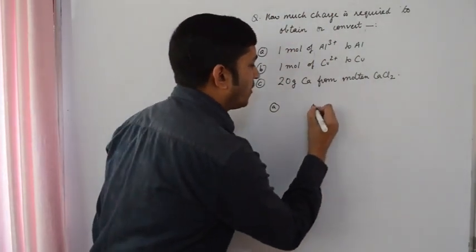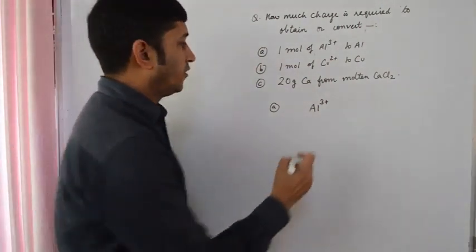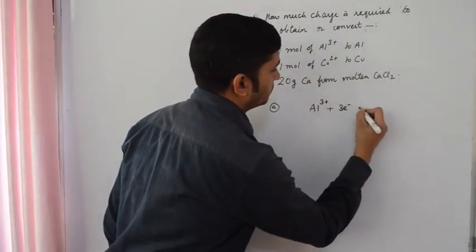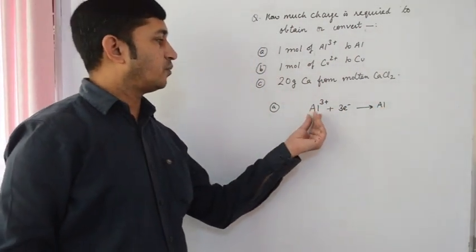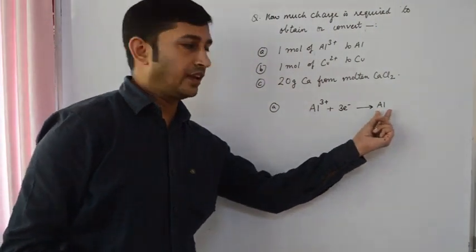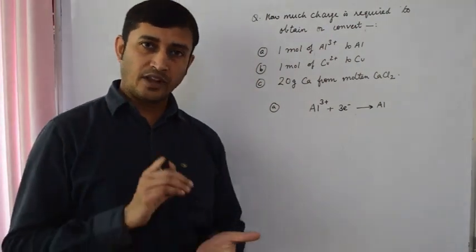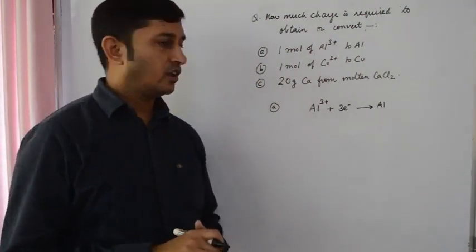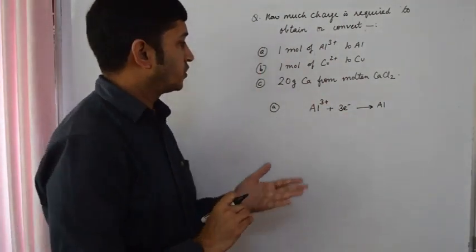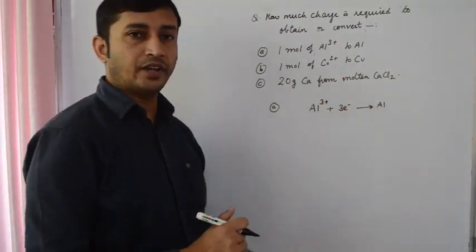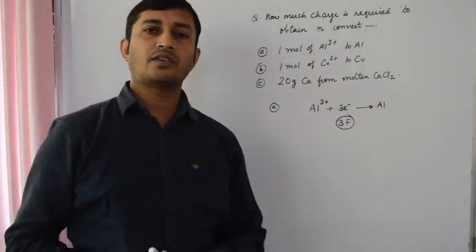So we can just write the half reaction for that: Al3+. To reduce Al3+ to Al, we need 3 electrons. Now, if 1 mole of aluminium ion gives 1 mole of aluminium, then this will be 3 moles of electrons. And we all know that the charge present on 1 mole of electrons is 1 Faraday. So here 3 moles of electrons are required. It means the charge required to convert 1 mole of aluminium ion to aluminium will be 3F. We get the direct answer here.